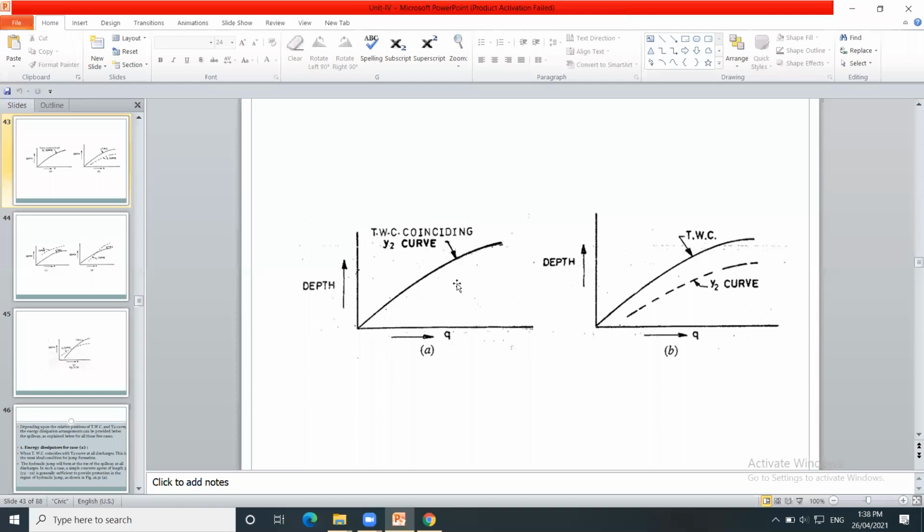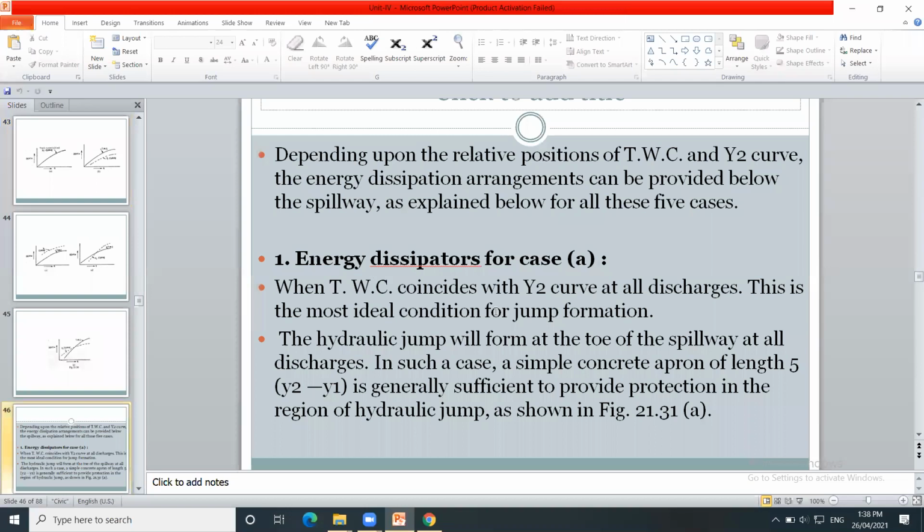So in this case, how is this energy dissipation arrangement provided? This is the most ideal condition of hydraulic jump formation, when TWC coincides with the Y2 curve. जेव्हा हे दोन्ही coincide होतात त्यावेळेस हे hydraulic jump formation साठी ideal condition असणार आहे. Hydraulic jump will form at the top of the spillway at all discharges.